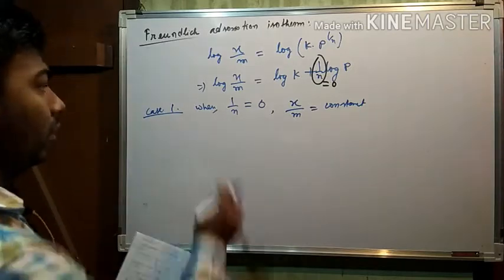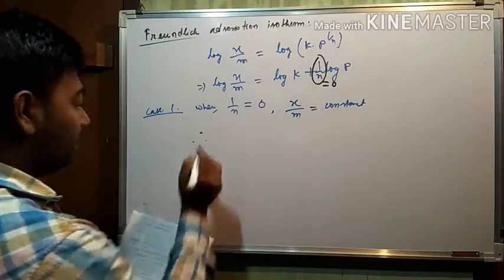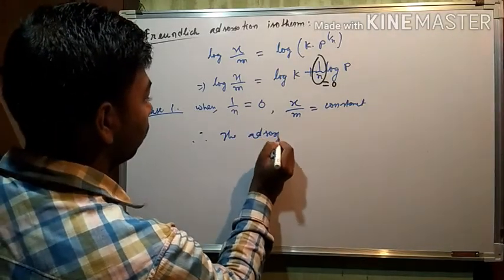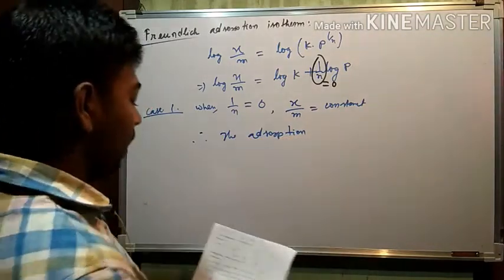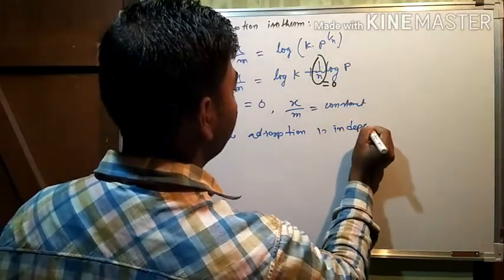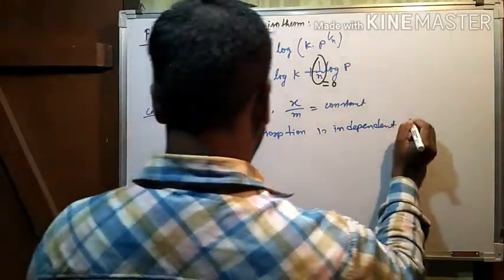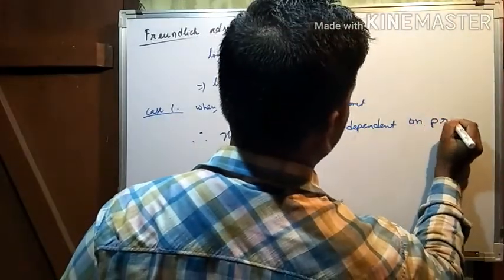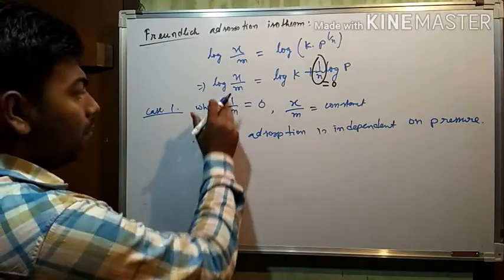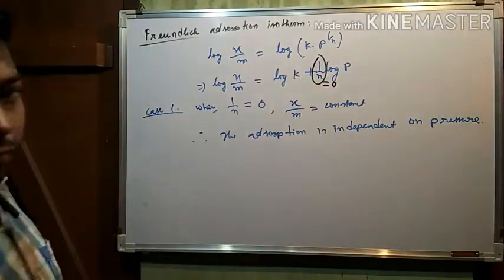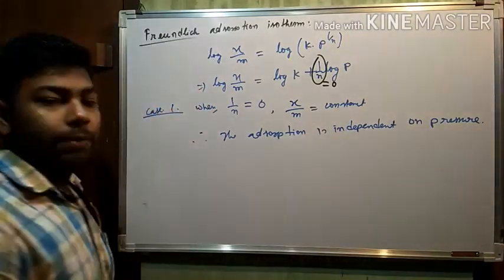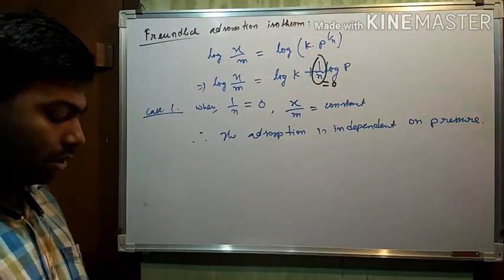That means, what you can say from this above equation, that means the adsorption is independent on pressure when 1 by n becomes 0. Okay, the adsorption isotherm is independent on pressure.